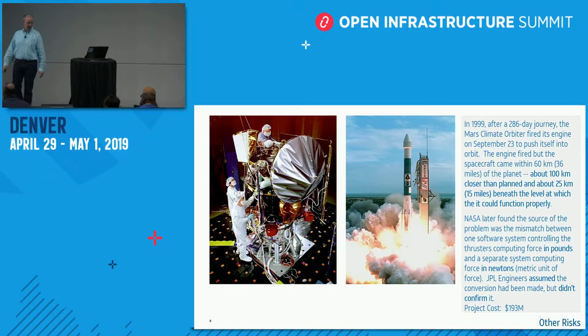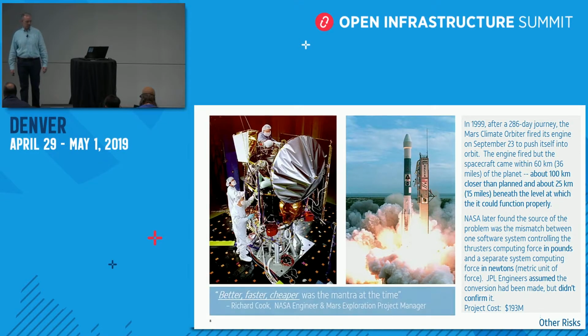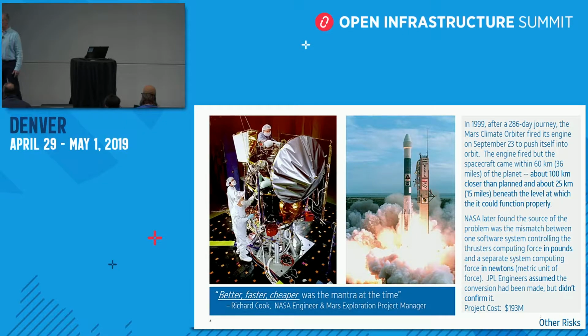That project cost $193 million. And one of the project managers who was affiliated with that and other Mars missions was quoted as saying, better, faster, and cheaper was the mantra at the time. That's a real shame, and it burned up. So the mission ultimately was a failure for something as simple as that. So validate your assumptions. This gets back to that feedback loop, making sure that you're constantly checking in throughout the duration of your infrastructure deployment.